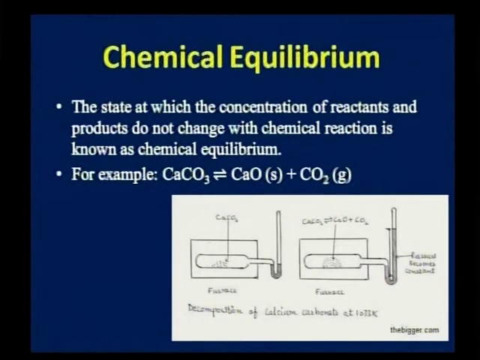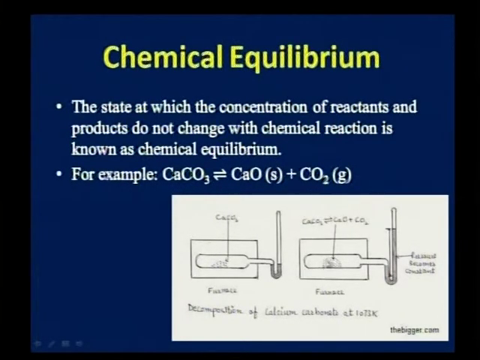Here we have taken an example of calcium carbonate. From calcium carbonate, we will observe calcium oxide plus carbon dioxide gas. Here we have taken a picture of it. Here, when we heat calcium carbonate in a furnace, what will happen? Firstly, the mercury level in the manometer does not increase. When we heat it, what will happen?